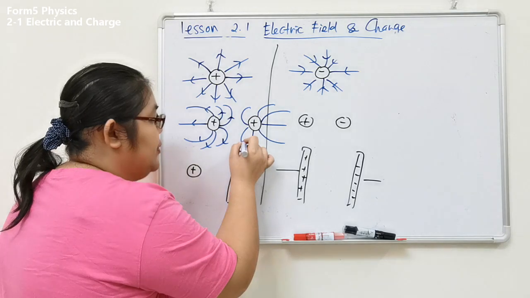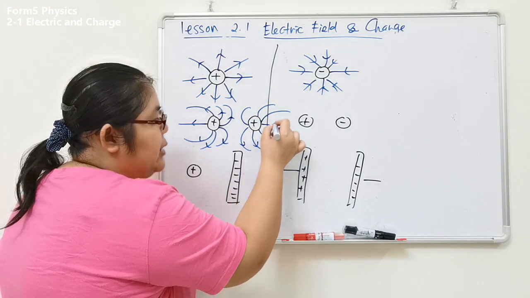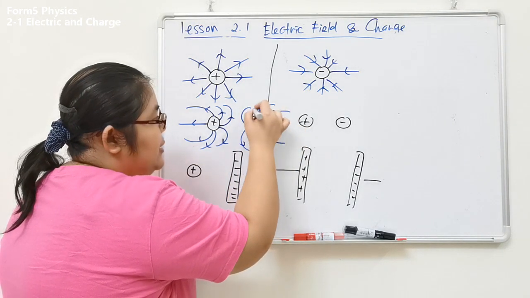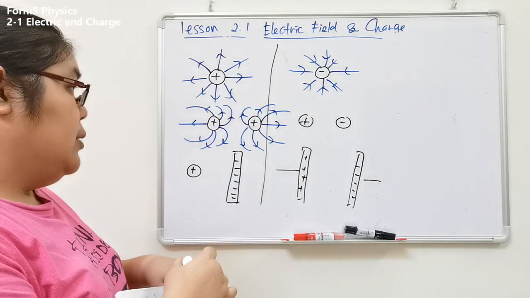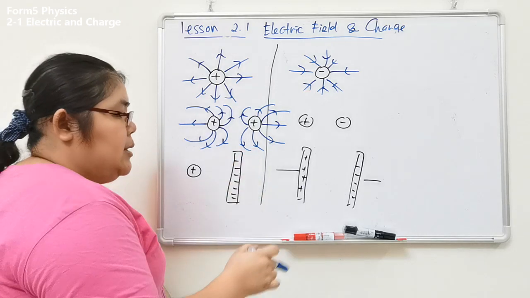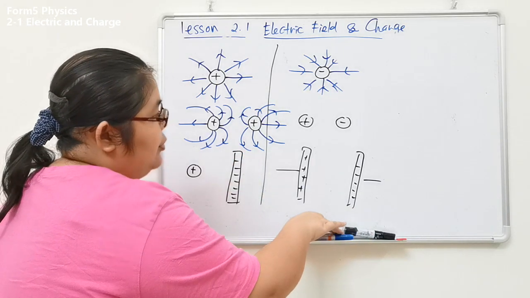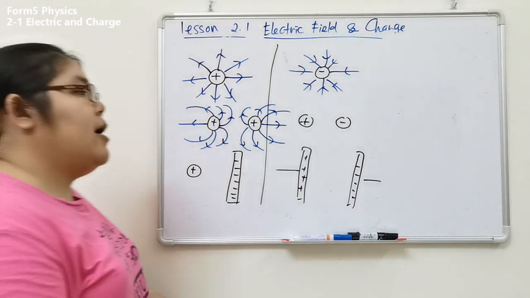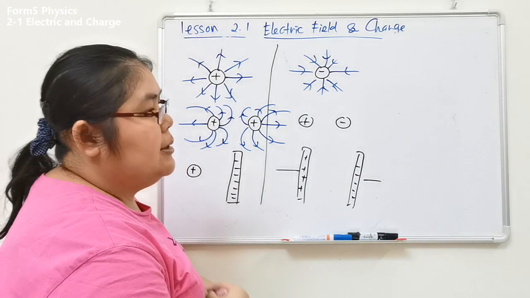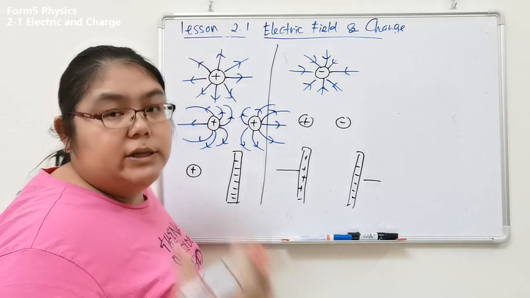This one is positive. So if you draw the negative, it's also the same. The pattern is the same, just the arrow you draw is different. Okay, so this one is the like charge. Okay, now we draw the unlike charge. Okay, when the two are put together, the charges are opposite. So this one is an attraction.